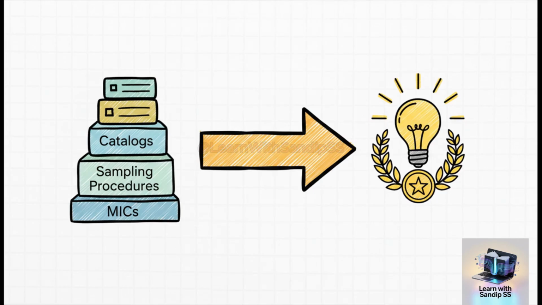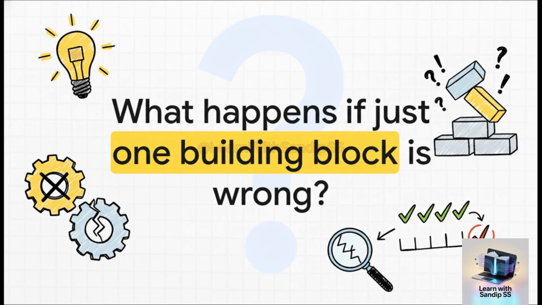You know, the kind of quality and reliability that customers expect and demand, that doesn't just happen by chance. It's not an accident. It is always the result of careful, thoughtful planning built on a solid foundation of data. So I'll leave you with this to think about. What would happen if just one of those building blocks was wrong? What if the sampling procedure was set up incorrectly, or the catalog was missing a key option? What kind of real-world problems could that one tiny mistake cause down the line? Something to chew on.